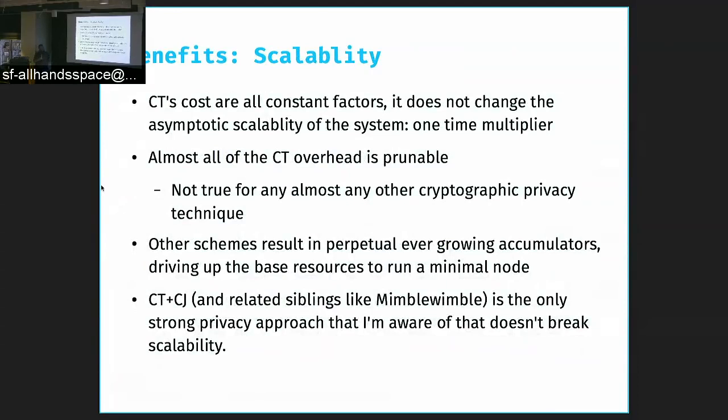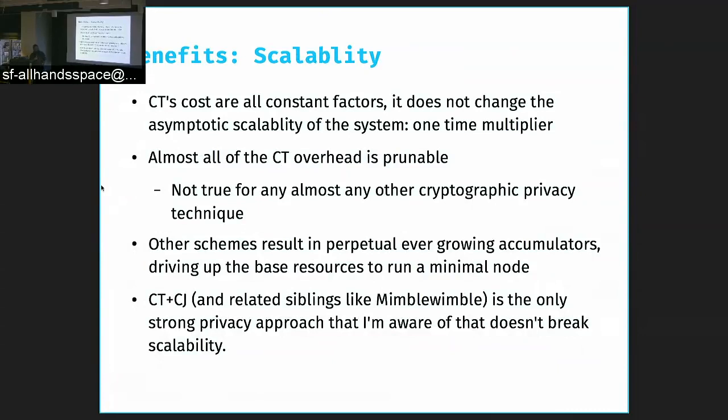So although CT has these significant costs, I would actually say that one of CT's advantages is scalability. The costs involved in CT are constant factors. They're pretty big constant factors, but they're constant factors. It doesn't change the asymptotic scaling of the system. All of the overhead that CT creates, or almost all of it, is prunable. So it will blow up the history of the chain, but the state required to run a node and continue verifying things doesn't increase that much.